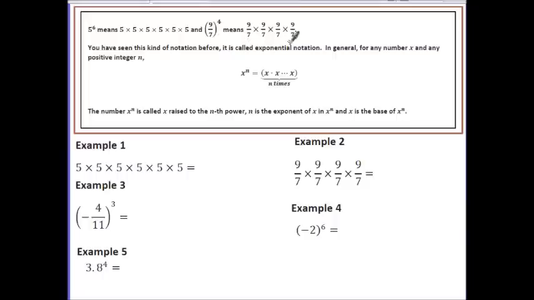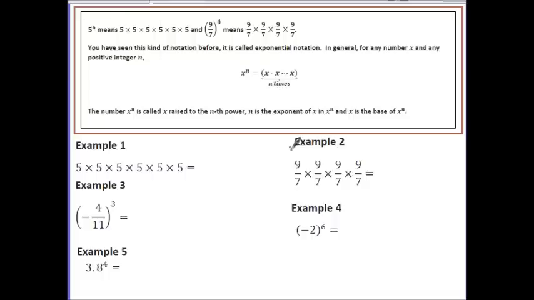And just to generalize this, if we make this any base x and any power n, x to the nth power would mean x times x times x and so on, an n number of times. So this is called x raised to the nth power. So n is the exponent of x, and x is the base of x to the n. So let's take a look at a couple of examples.